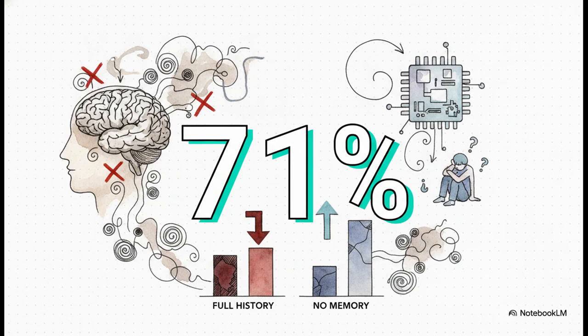And just to prove how bad saving the full history actually is, look at this metric right here, 71%. In the researchers' controlled tests, saving the full conversation history actually dropped the agent's task completion rate down to 71%. To put that in perspective, that's actually worse than having no memory at all, which sat at 79%. So counterintuitively, remembering everything is literally worse than remembering nothing.